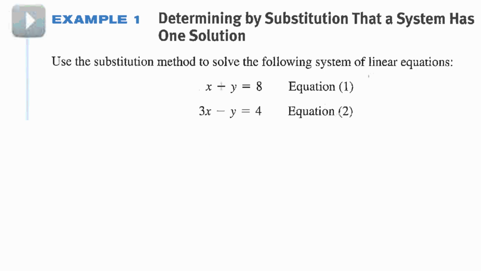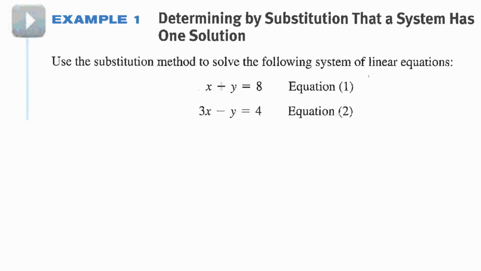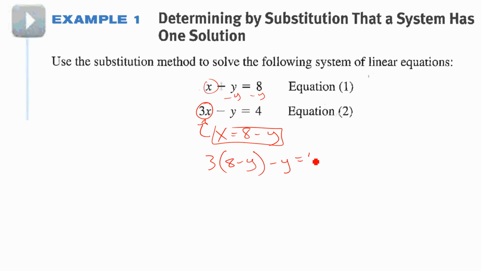So we learned how to do substitution and elimination. Let's just review substitution here. If we wanted to get x by itself, we could subtract y on both sides. We would say x equals 8 minus y. And so we would have 3 times that from the other equation. We're going to get what x equals and plug it in and substitute. So we would say 8 minus y instead of x, minus y equals 4. We have 24 minus 3y minus another y equals 4.